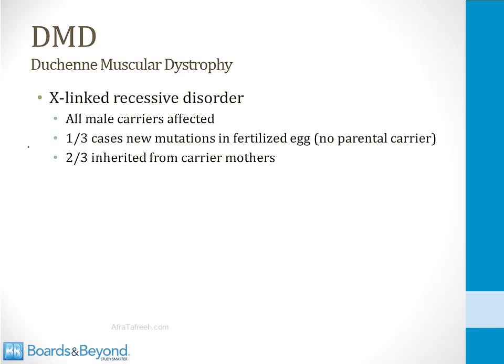So we'll start by talking about Duchenne muscular dystrophy, which is the most common form of muscular dystrophy. It's an X-linked recessive disorder, and it has all the usual features of X-linked recessive disorders that I discuss in the video on pedigree, so all male carriers are affected. A third of cases are due to new mutations in the fertilized egg. In other words, there is no parental carrier that passes on a mutated X gene. In two-thirds of cases, the X gene that is abnormal in the son is inherited from a carrier mother.